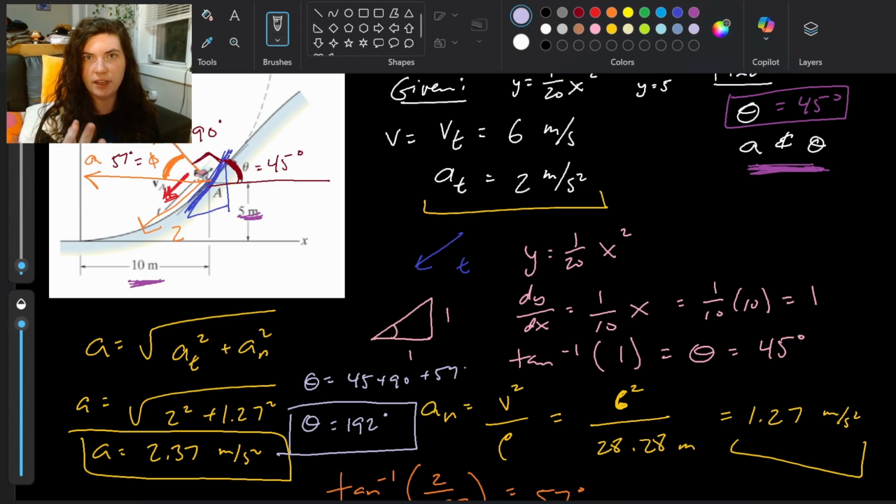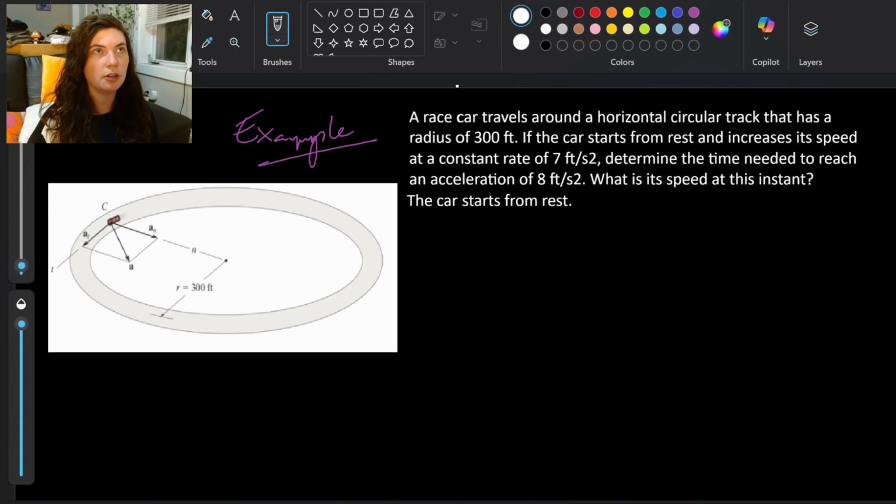But I know it can be a little bit of a hard concept to grasp, so let's do one more example together. In this example, we have a race car traveling around a horizontal circular track that has a radius of 300 feet. Ooh, radius is given, thank goodness. We're not going to have to worry about any radius of curvature or anything, since we're given a radius and it is a perfect circle, as it says.